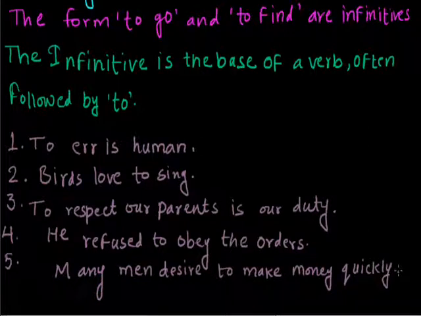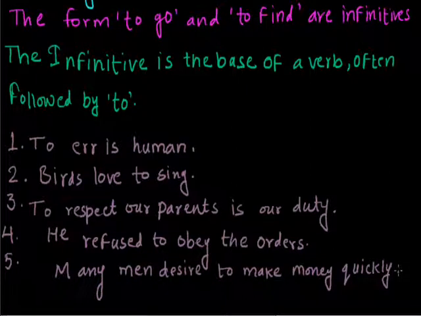In the first sentence, the infinitive like a noun is the subject of the verb "is". In the second sentence, the infinitive like a noun is the object of the verb love. In the third sentence, the infinitive like a noun is the subject of the verb "is", but like a verb it also takes an object.